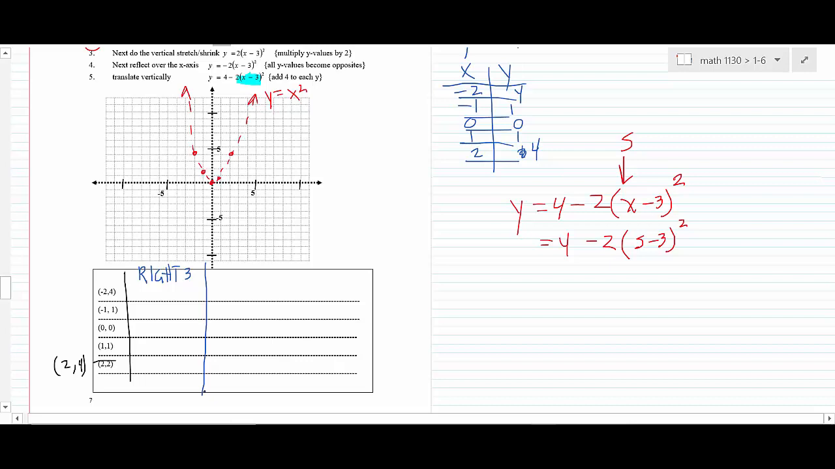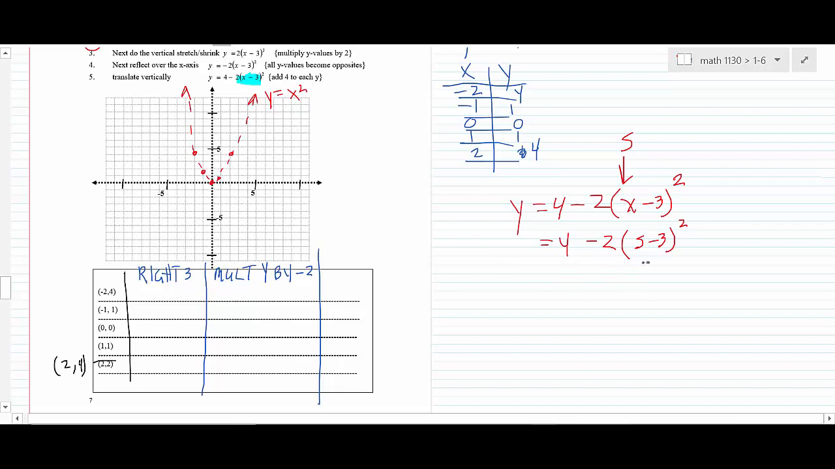Okay? Now what we're going to do next is you're going to multiply by -2. That's going to stretch and it's going to reflect. What I would do on my chart, just write down that you're going to multiply y by -2. And that'll give us a column like there.